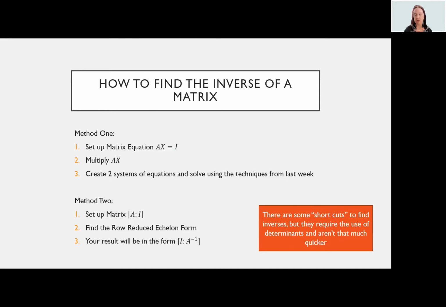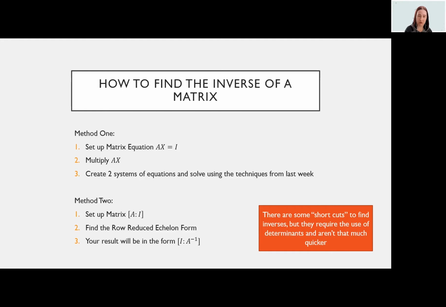So let's say you've determined that the matrix is invertible. It does have an inverse, so you can solve using this method. Then how do you actually find the inverse? There are basically two methods. The first is to set up a matrix equation, a times x equals I, because a times whatever the inverse is will give you the identity matrix, and you're solving for the inverse, which is your unknown x. You multiply those together, and the x is going to be a matrix of variables, and this is going to give you two systems of equations, and then you solve using our methods from last week.